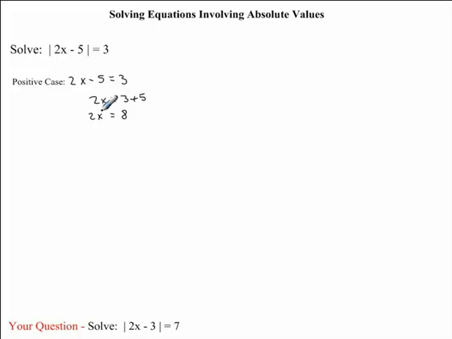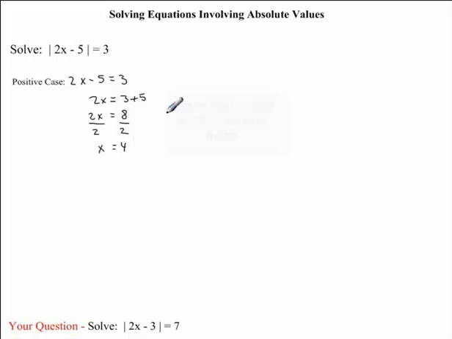Now lastly, to solve for x, the operation between 2 and x is multiplication, so the opposite operation is division. So to get rid of this 2, we need to divide by 2. And we need to do this on both sides. 2 divided by 2 is 1, so we're left with just x is equal to 8 divided by 2 is 4.